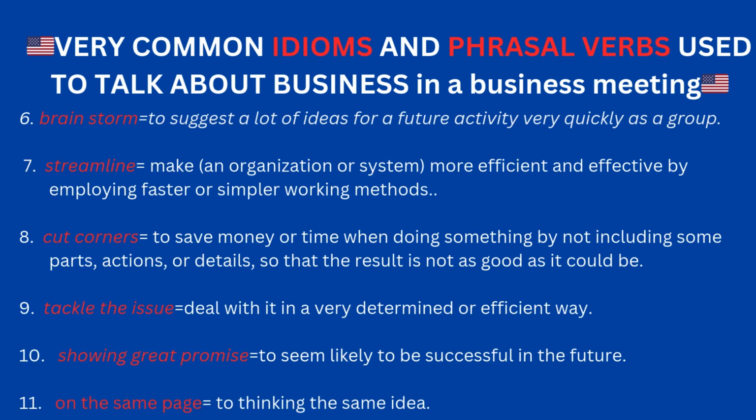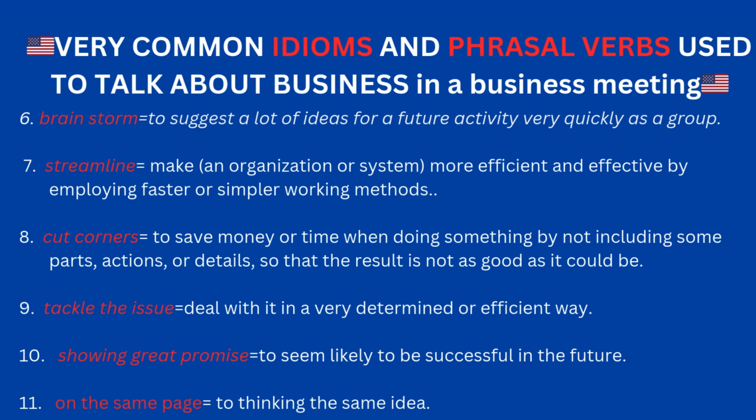And finally, number six is to brainstorm. This is to suggest a lot of ideas for a future activity very quickly as a group. So you might brainstorm some solutions to a common problem at a business meeting, asking for ideas from the group to come up with solutions. And number seven, to streamline, is to make an organization or system more efficient and effective by employing faster or simpler working methods. If you're streamlining a process, you're making it more simple and more easily from point A to point B, in that there's no wasted time, no wasted energy.